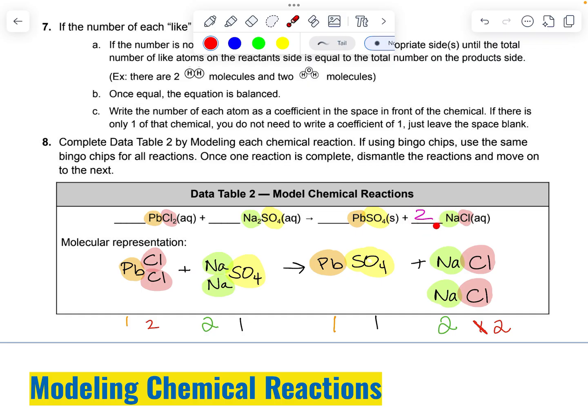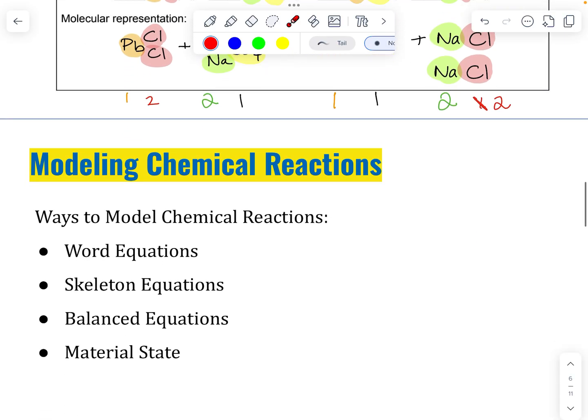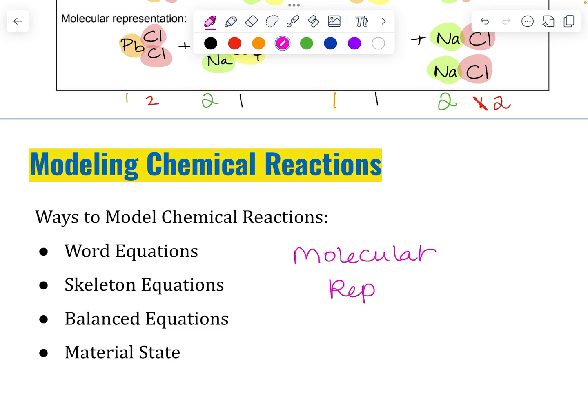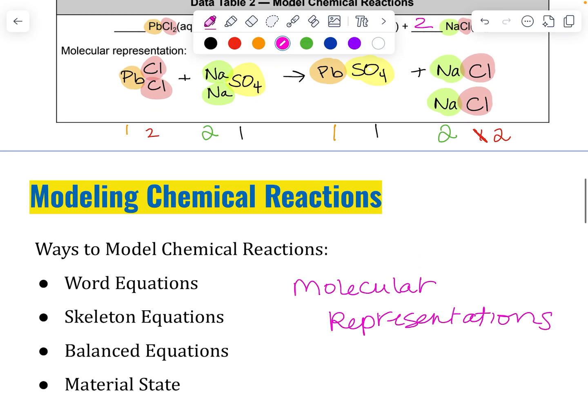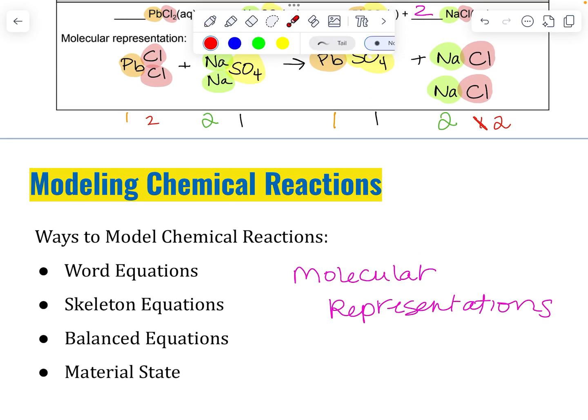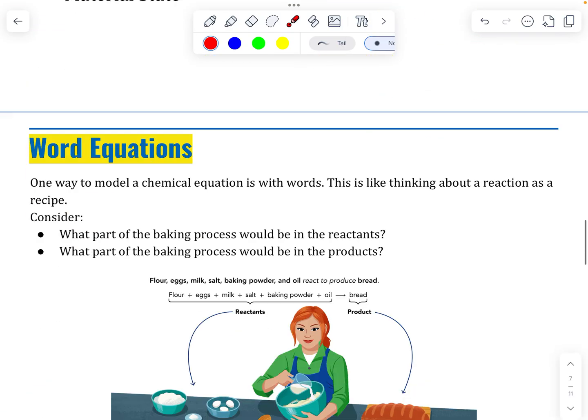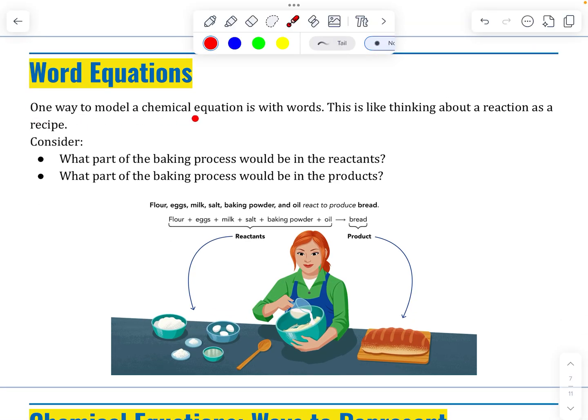Once I put this 2, though, that's a balanced chemical equation because I'm showing how I'm going to balance those. And I actually think we should add molecular representation on here as well, for another way we could show this representation. We don't often draw out the molecular representation because it takes a lot of time. So once we are comfortable with this, then we really use that balanced equation as our shortcut in science. So with word equations, one way to model a chemical equation is with words.